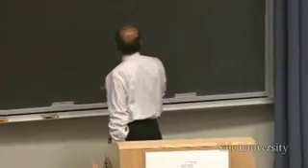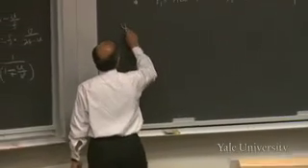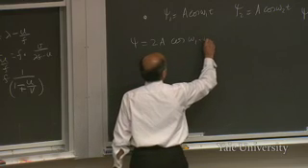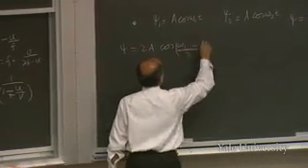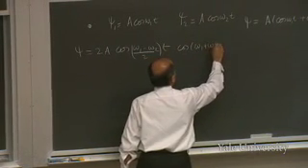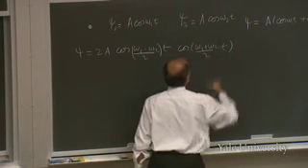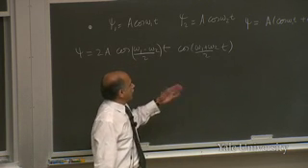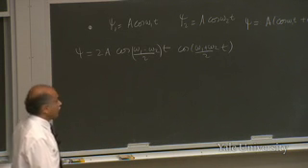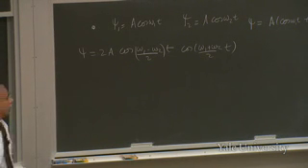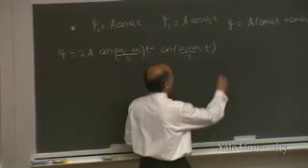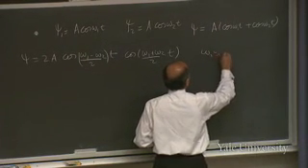So you have to go back and use the trigonometric formula, and the answer is 2a cosine of (omega 1 minus omega 2) over 2 times t, times cosine of (omega 1 plus omega 2) over 2 times t. This says cos a minus cos b is 2 cos (a plus b) over 2 cos (a minus b) over 2. All right, so we are interested in the case where omega 1 is very nearly equal to omega 2.